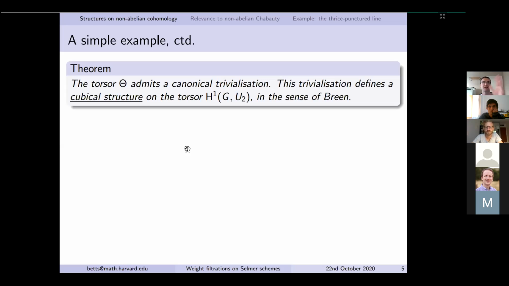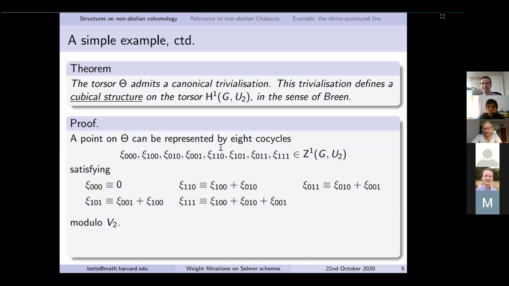And so I'm going to construct this trivialization for you, although you might have to take my word for it that a load of computations check out. This is how you construct this trivialization. A point on the total space of this torsor is represented by an 8-tuple of cocycles, which I've tried to enumerate in a vaguely sensible order. These are U2-valued cocycles, and they satisfy a certain compatibility once you project them down to U1. For example, this first cocycle, psi 0,0,0, should be the 0 cocycle in U1, so a V2-valued cocycle. And similarly, you should have these other relationships holding in U1.